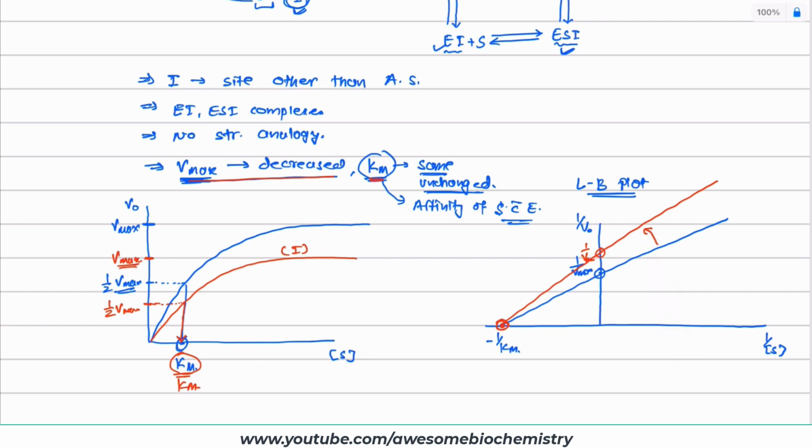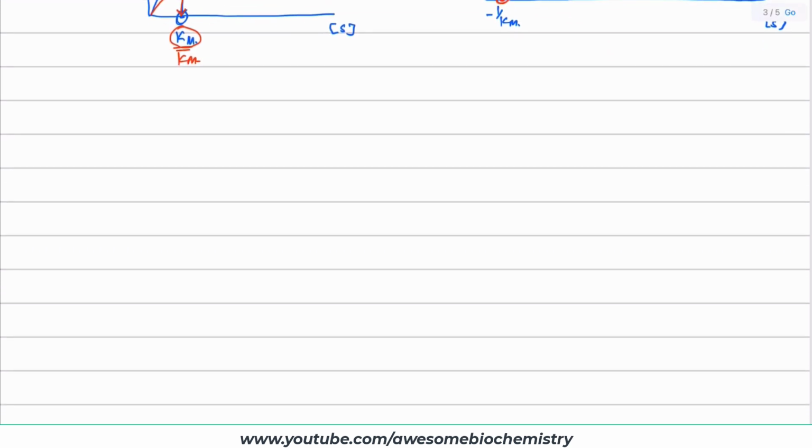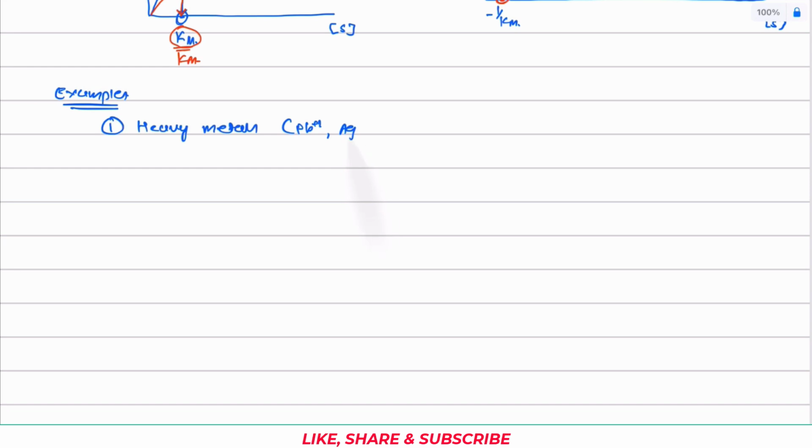Now let us look at the examples of non-competitive inhibition. Now this is not so common in our biological system. Mostly what happens, heavy metals, for example lead, silver and mercury, these heavy metals in low concentration inhibit various enzymes by a non-competitive mechanism.